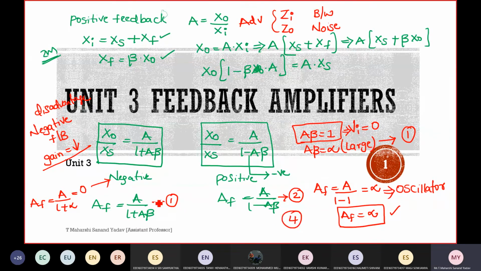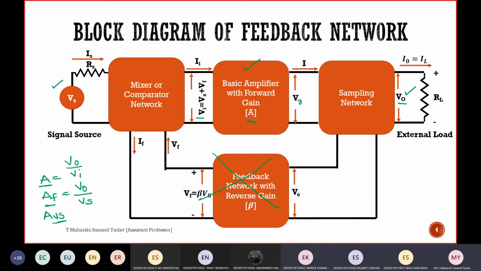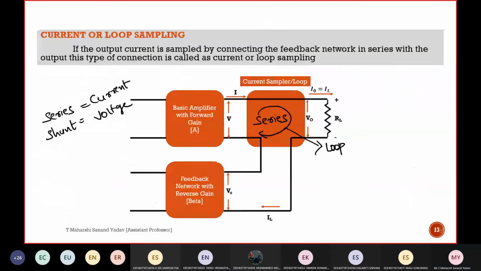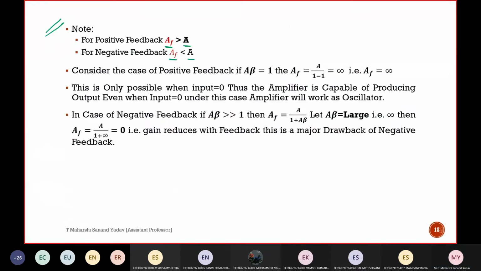This is unit 4. This is unit 3. So clear with this point? What is happening to the gain in case of negative feedback? Increasing or decreasing? Decreasing. It is decreasing. So remember that point. See it here. In case of positive feedback, if A beta is 1, I'm getting infinite. So this will happen only when input is 0. That is, even though the input is 0, I'm getting output. So this leads to oscillations. So it is nothing but an oscillator.